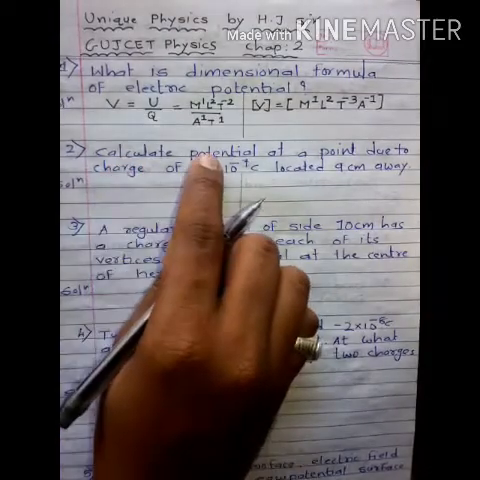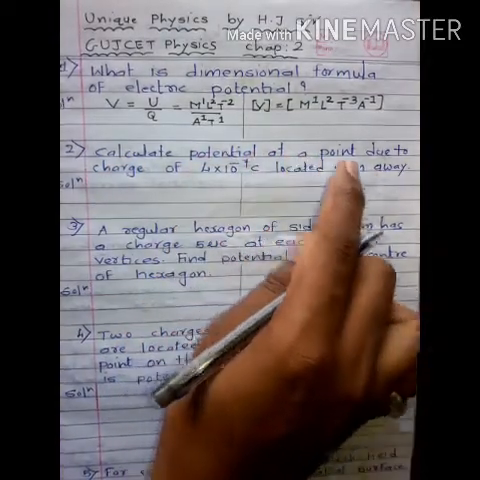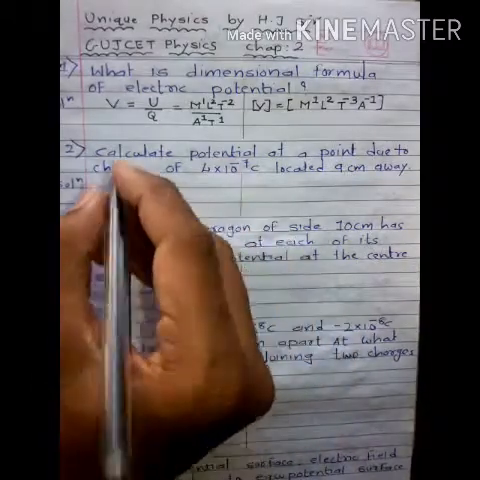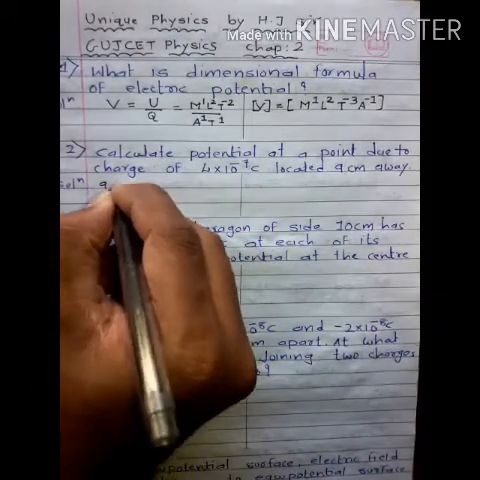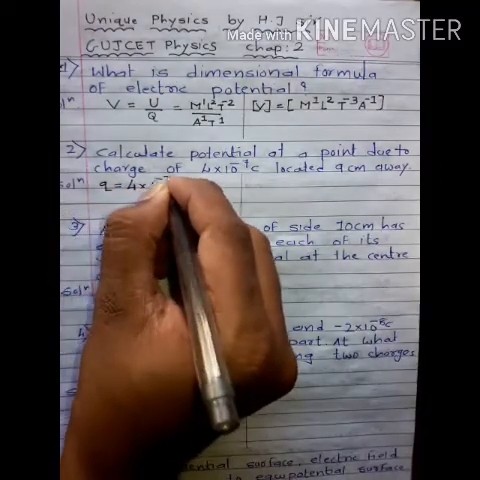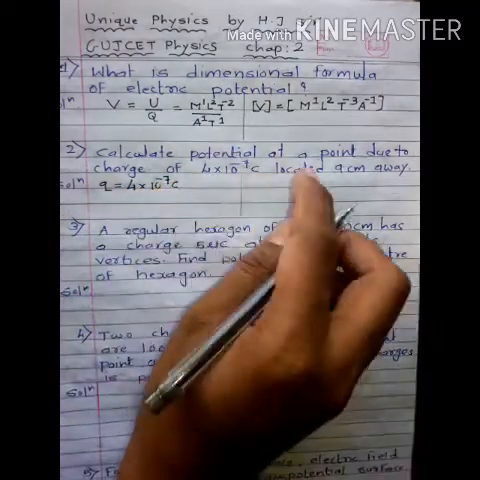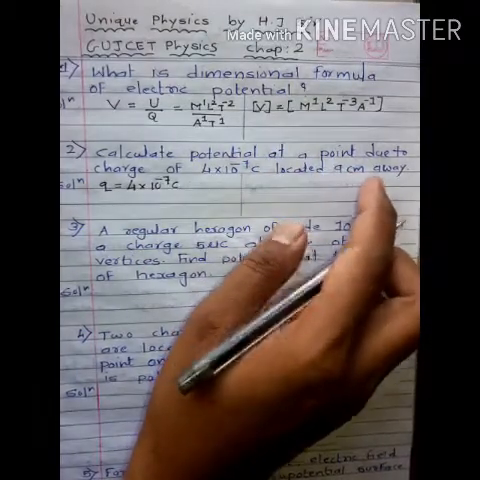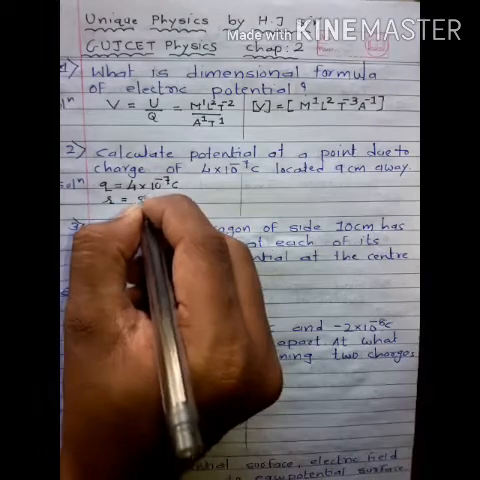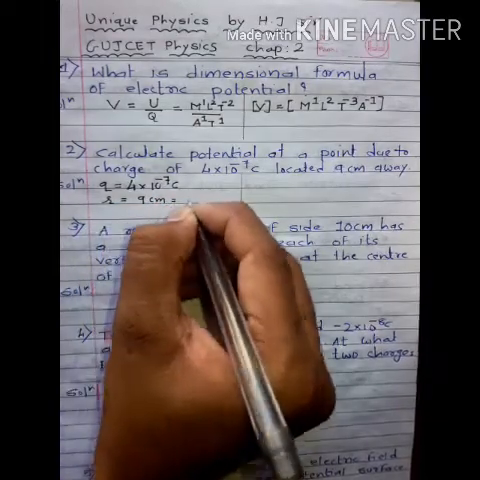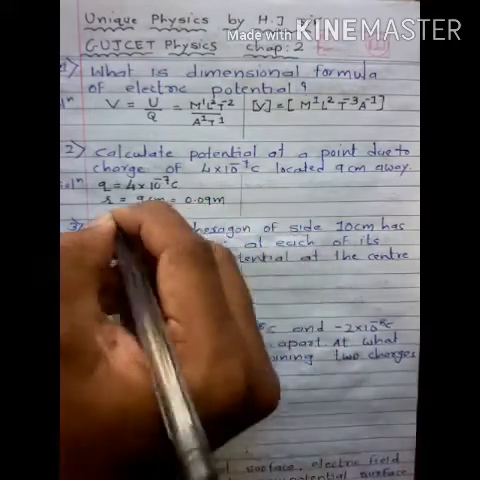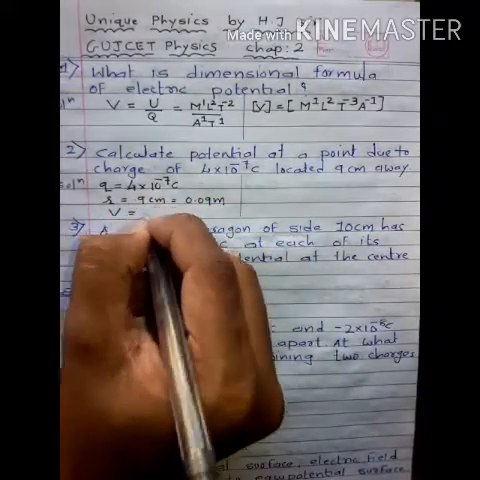Calculate the potential at a point due to a charge of 4 into 10 raised to minus 7 coulomb. So here the value of charge is given, 4 into 10 raised to minus 7 coulomb, located 9 centimeter away. So the distance small r is also given, 9 centimeter. 9 centimeter means 0.09 meter. Calculate potential means V.